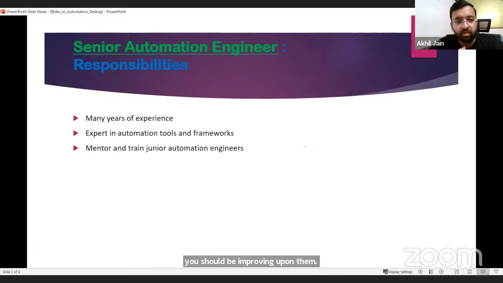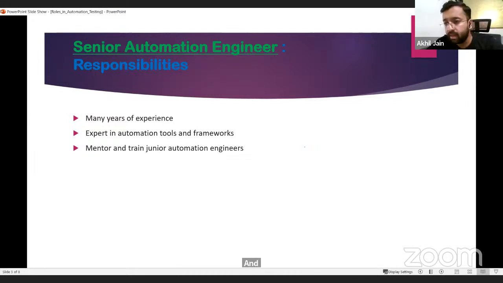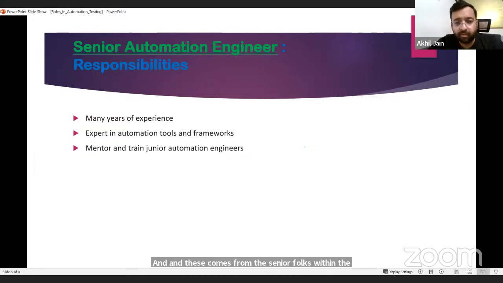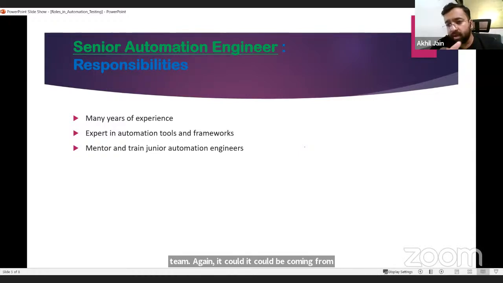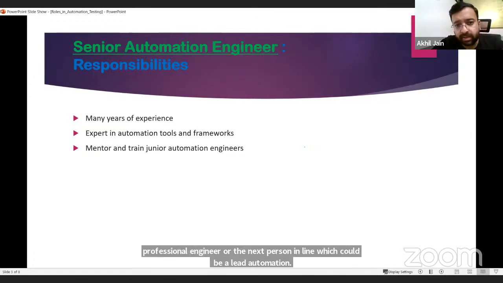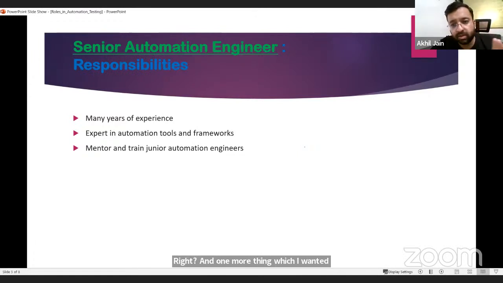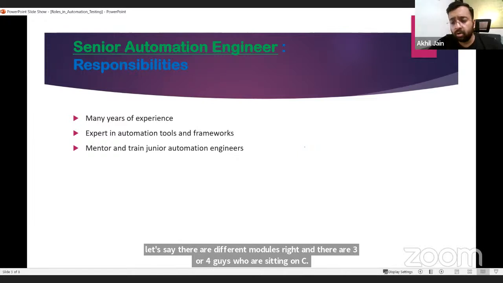And this comes from the senior folks within the team. Again, it could be coming from a senior automation engineer, or the next person in line, which could be a lead automation engineer. And one more thing which I wanted to specifically mention here is that this person, the senior automation engineer, is someone who owns things. Let's say there is a project where there are different modules, and there are 3 or 4 guys who are sitting at the senior automation engineer level, and there are other people who are on a lower level.